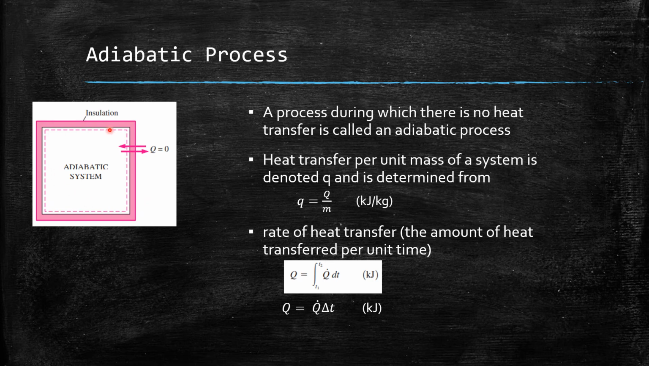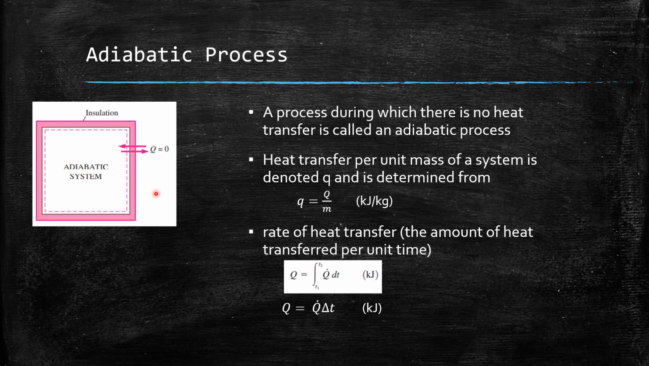And as you can see, there is an insulation around it or across its boundary so that there is no heat transfer. The word adiabatic comes from the Greek word adiabatos, which means not to be passed. And there are two ways a process can be adiabatic.